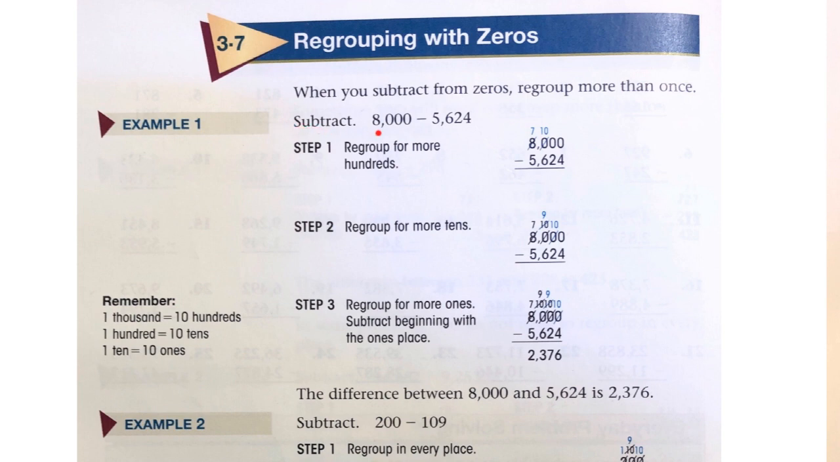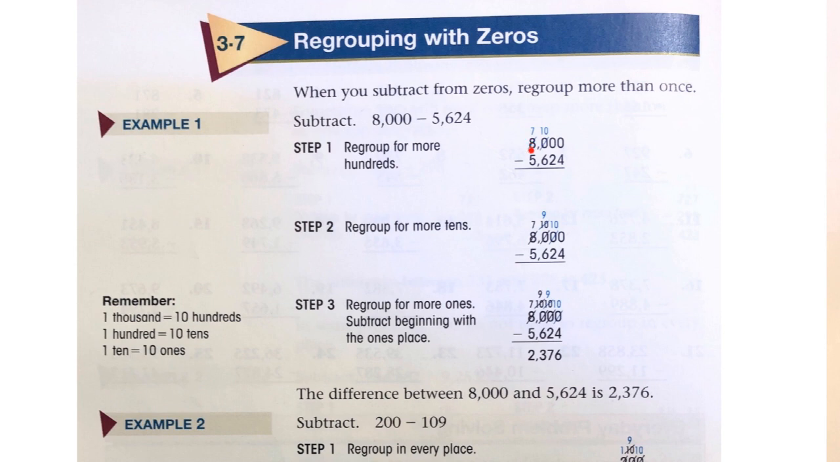Subtract 8,000 minus 5,624. Step 1. Regroup for more hundreds. So the 8,000 is on top and 5,624 is underneath, and everything is lined up in nice rows, columns. So what do we need to do? Let's start regrouping.